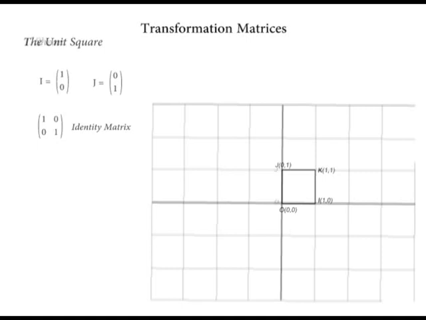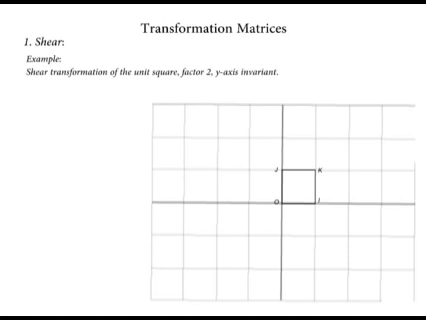Take an example, a shear transformation. Suppose we want a shear matrix for scale factor 2 with y-axis invariant. We go to the unit square and consider points I and J and subject them through that transformation. In this case, point J will be invariant because it lies on the invariant line, so its coordinates remain J prime (0, 1).